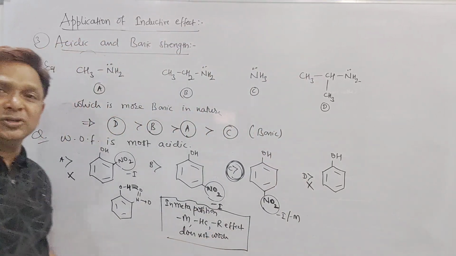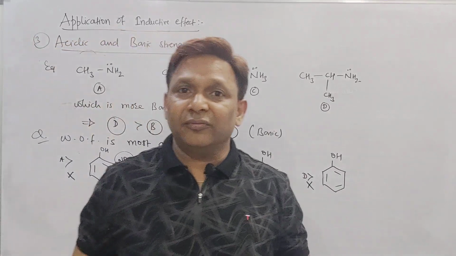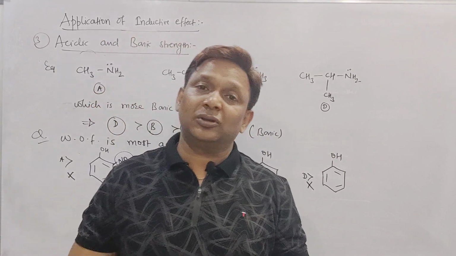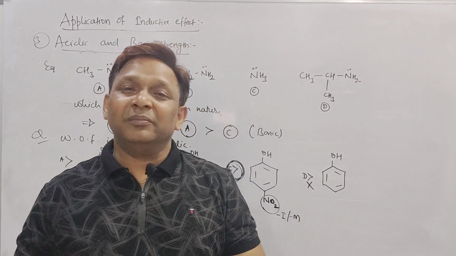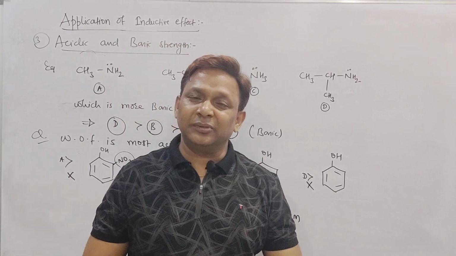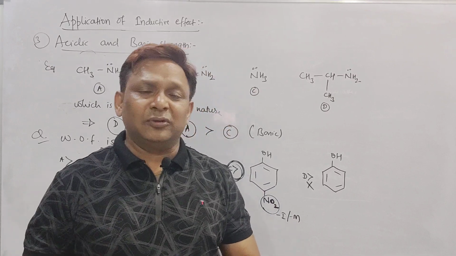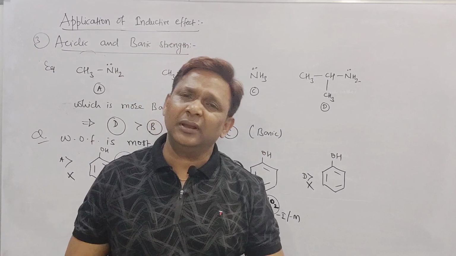Right? Please take a screenshot, beta, up to here. Till now I have completed the complete part of the inductive effect with its applications. In my next video I will discuss with you, beta, the mesomeric effect, that is the types of mesomeric effect like plus M and minus M, which is also called the resonance effect, plus R or minus R. That part we are going to see in our next video.